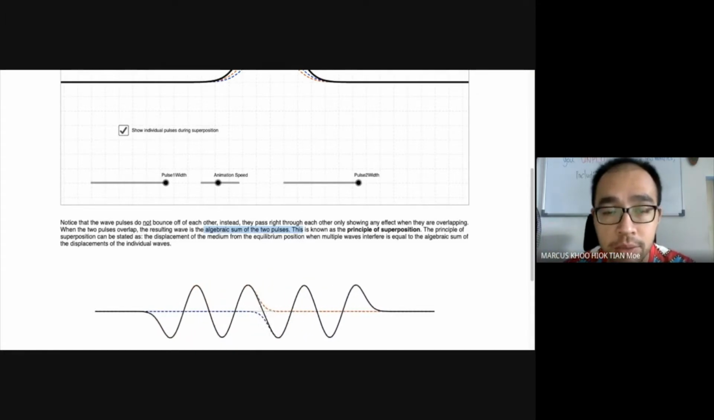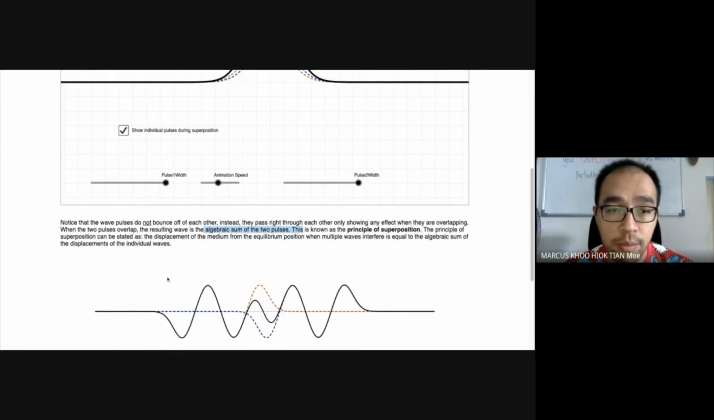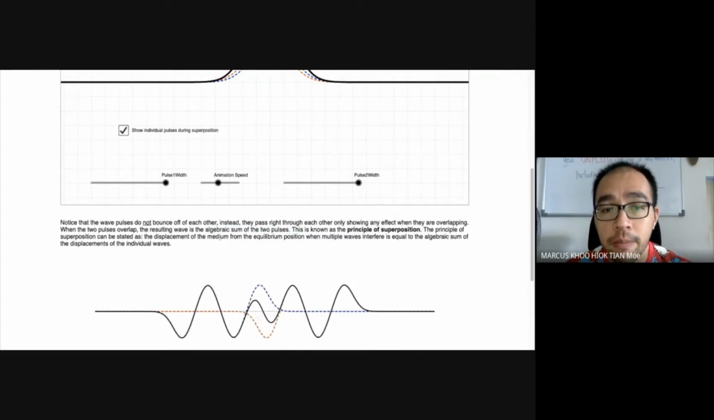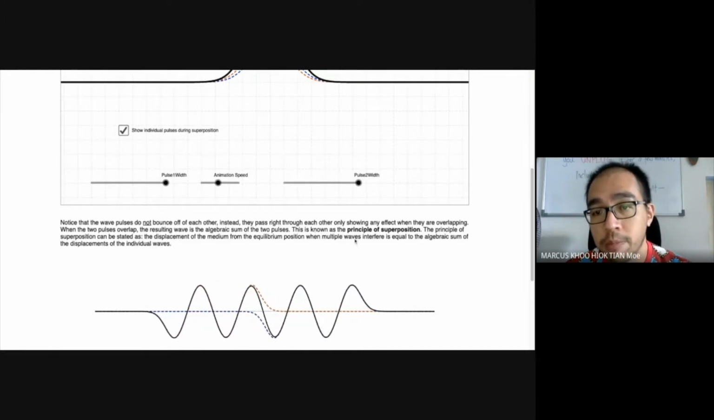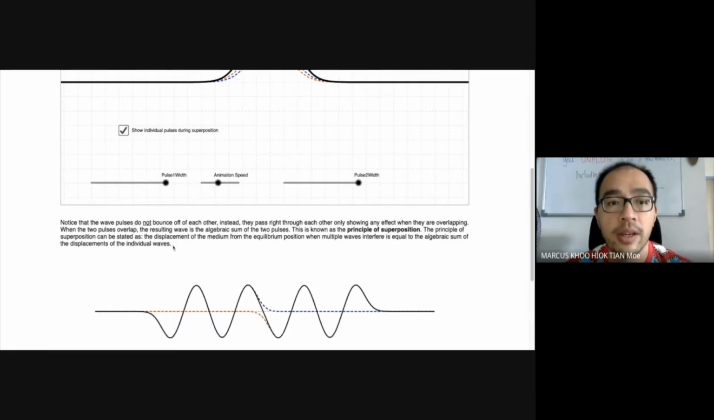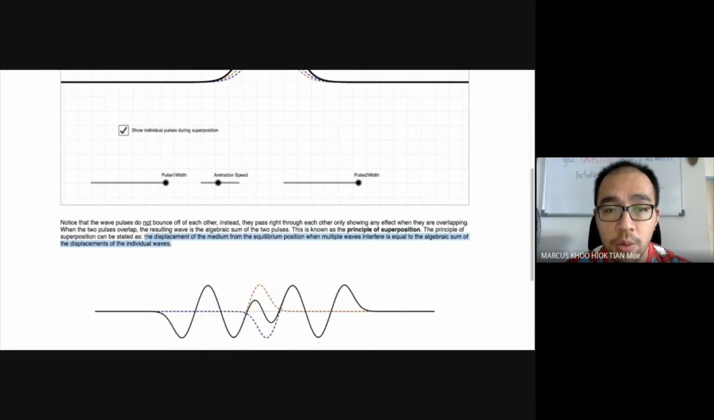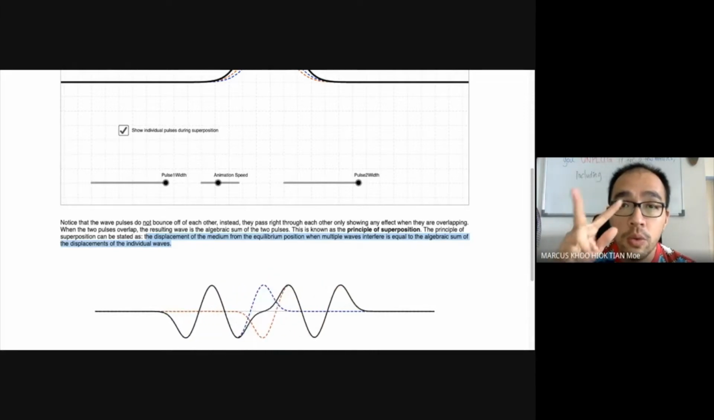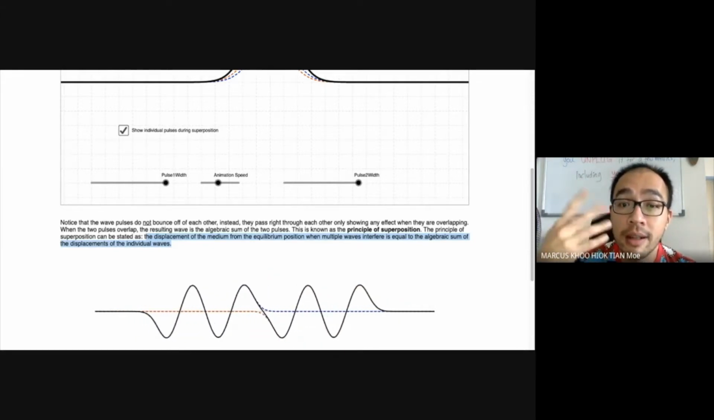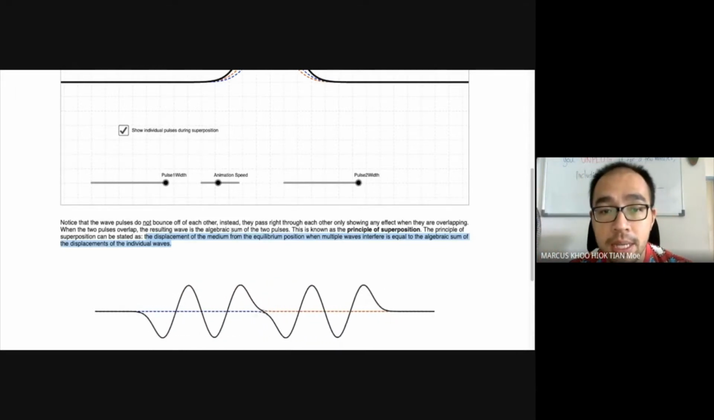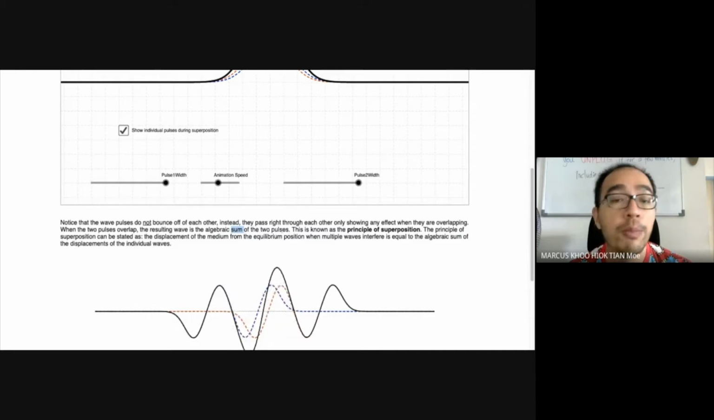I think that what Ethan was reading to us just now was probably from the textbook. This one is also acceptable: the displacement of the medium from the equilibrium position when multiple waves interfere is equal to the algebraic sum of the displacements of the individual waves. This one is very long-winded, but what Ethan was saying is true. When the two waves overlap, the resulting wave is the sum of both the waves.